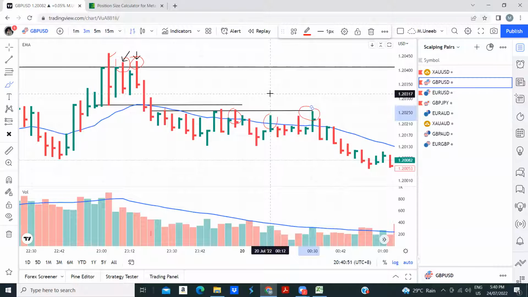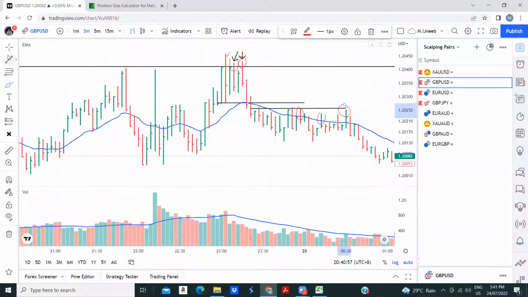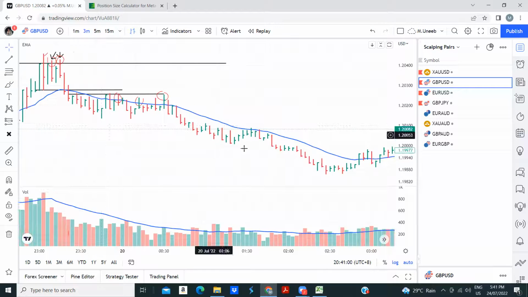Okay, so you know where to place your stop loss. If you enter here, your stop loss will go here. If you enter here, your stop loss will go here. Enter here, your stop loss will go here. Got it? Easy. And then you can just keep the ride on. This entire big move you can capture.